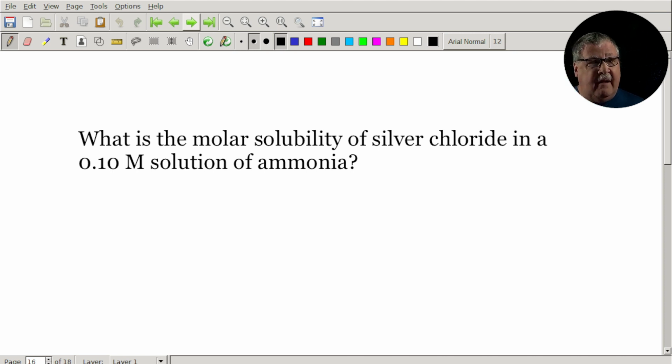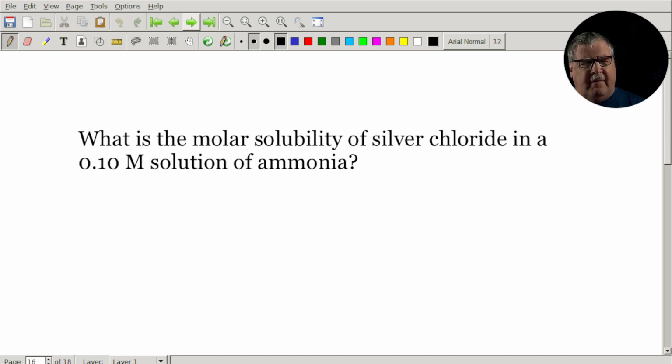But another thing that it can do is it can affect a solubility product equilibrium, and that's what we're going to look at here. All right? So, if we go back to the silver chloride equilibrium that we talked about at the beginning of this section of the chapter, what we saw is that silver chloride has a very, very low solubility, and you can reduce it even more using a common ion.